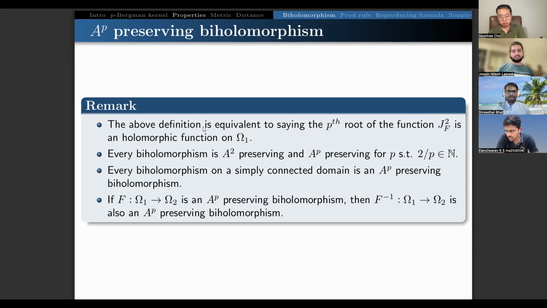Just some remarks on this A^p preserving biholomorphisms. So you saw that it is equivalent to saying that this J_f squared should have a well-defined p-th root. Also, you can see that if p equals 2, then every biholomorphism is A^2 preserving. Also, it is A^p preserving if p is such that 2 over p is some natural number. Again, for simply connected domains, everything is A^p preserving. Also, if f is A^p preserving, then its inverse is also A^p preserving.